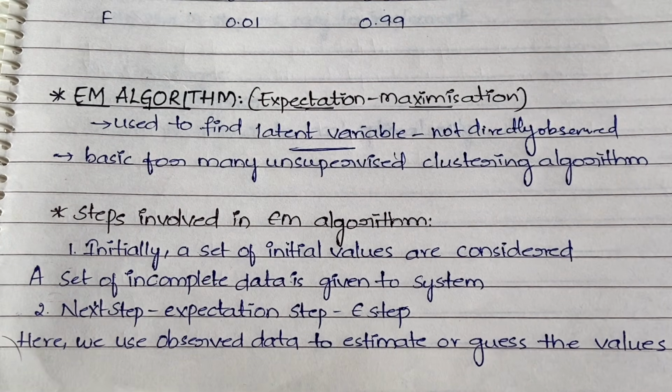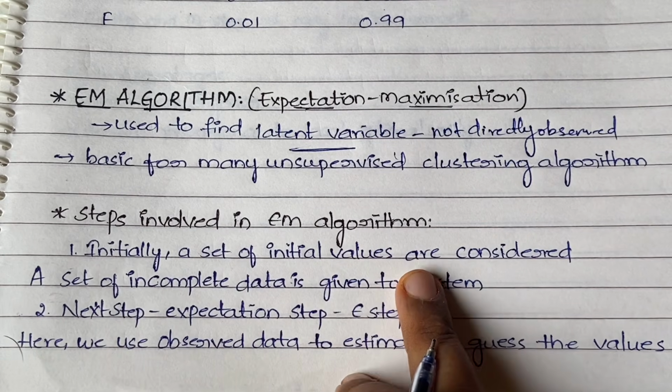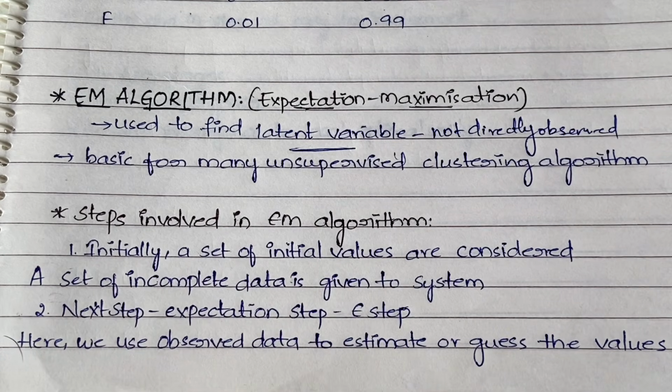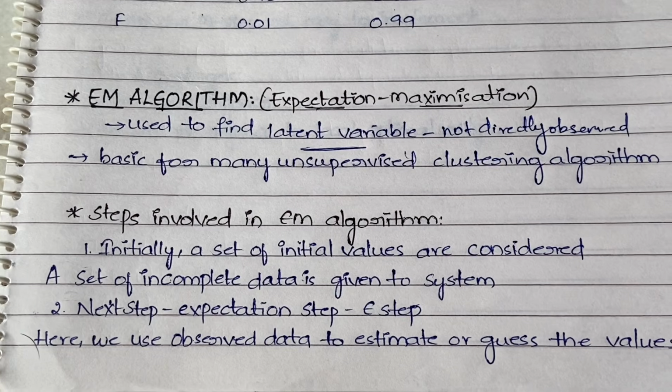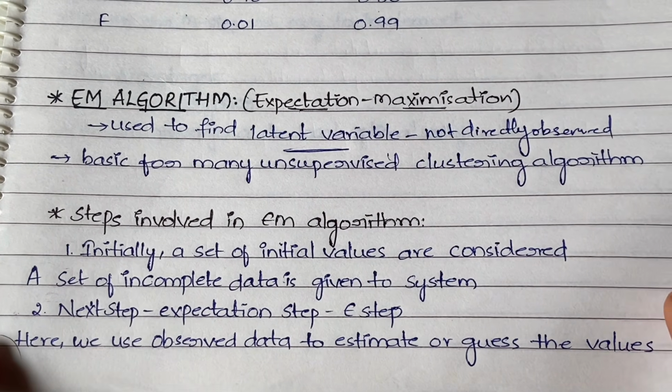So first let us see the steps. We have actually 4 steps, very simple steps, you can easily understand them. First, initially a set of initial values is considered. You need to consider some initial values and give them to the system, and all those values are actually incomplete.